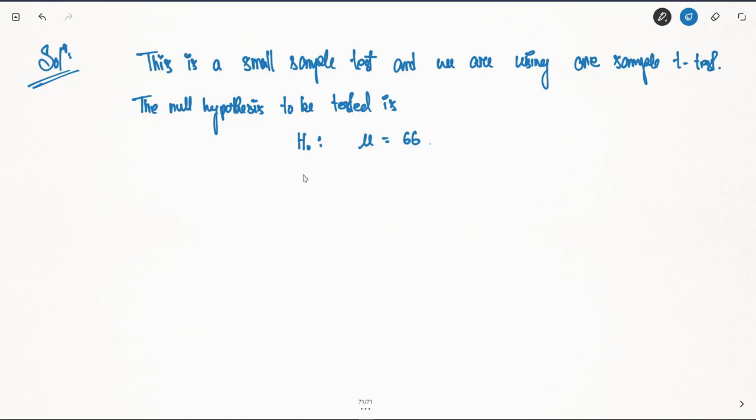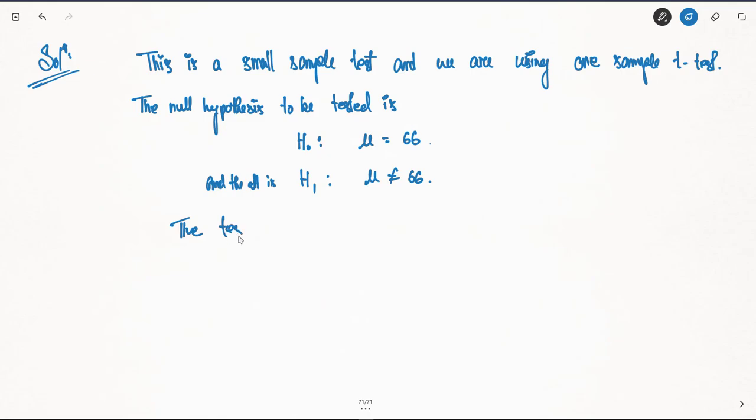And the alternative hypothesis is H1: mu is not equal to 66, right? So we have stated the null hypothesis and the alternative hypothesis. Then you write down the formula, right?